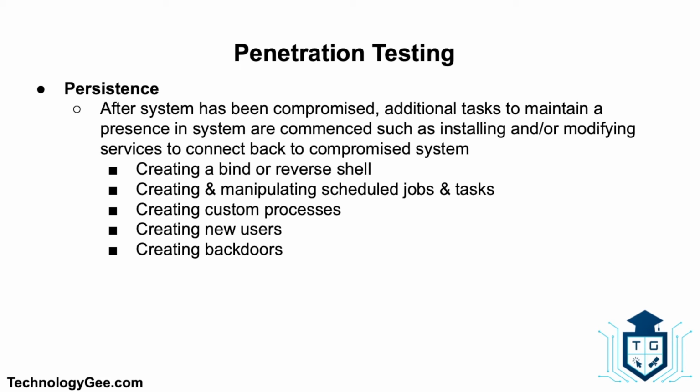Then we have what is called persistence. After a system has been compromised, additional tasks to maintain a presence in the system are normally commenced, such as installing and or modifying services to connect back to the compromised system. Some of the ways this can be accomplished are the following: creating a bind or reverse shell, creating and manipulating scheduled jobs and tasks, creating custom processes, creating new users, and creating backdoors.